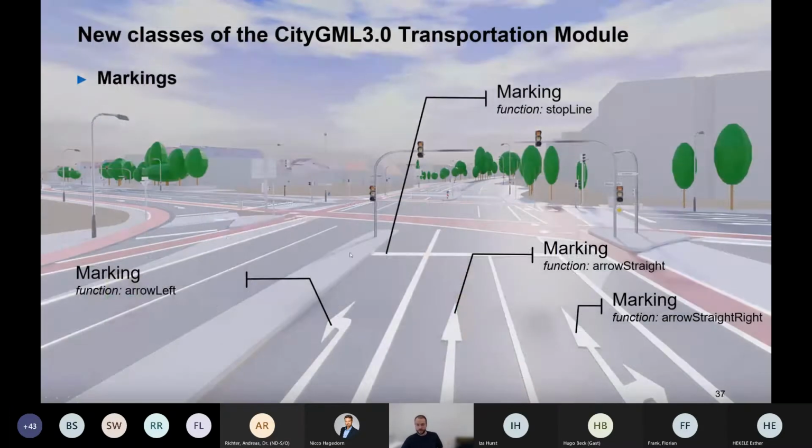Then there's a class called marking, which is independently used and can be used to model markings, surprisingly, and again with individual function attributes such as a stop line, arrow straight right, or arrow left in this example. Each of the marking objects could have further attributes attached to them, which indicate their function in this case, for example.